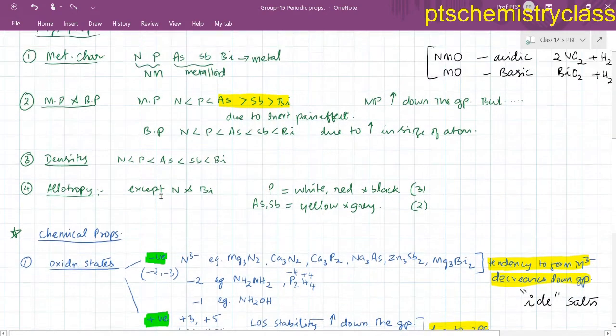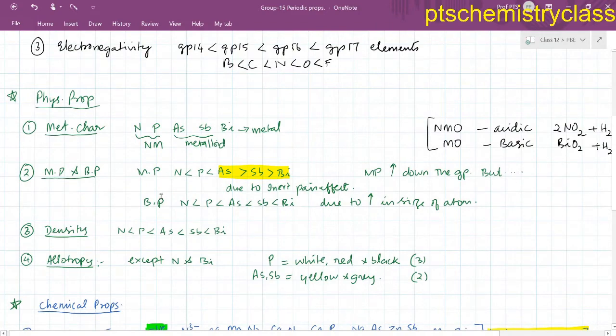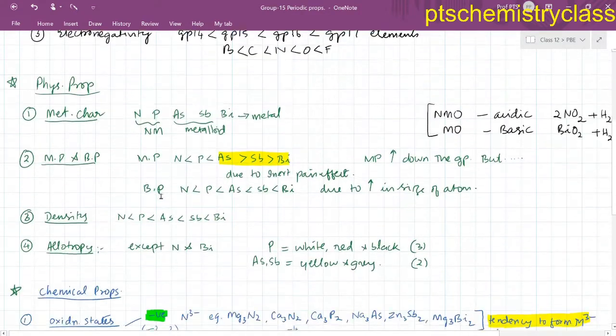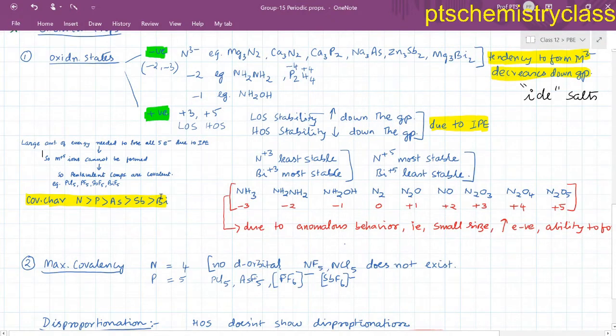Nitrogen has 1s2 2s2 2p3, and removing the 2s2 electrons is difficult there. Therefore, when we compare to that, some extra energy has to be supplied to remove those 2 electrons in the ns2 orbital. Therefore, whenever you supply more energy, the M plus ions cannot be formed, or with very great difficulty they will be formed here.